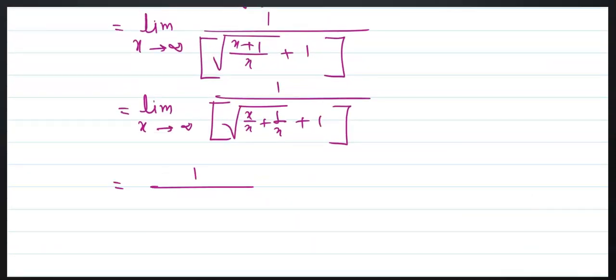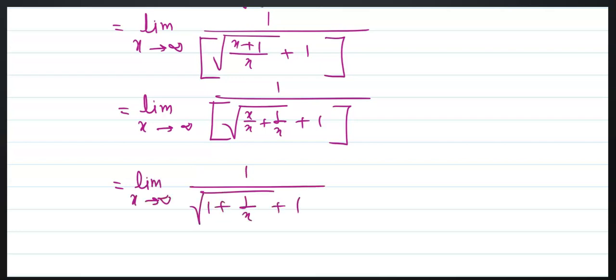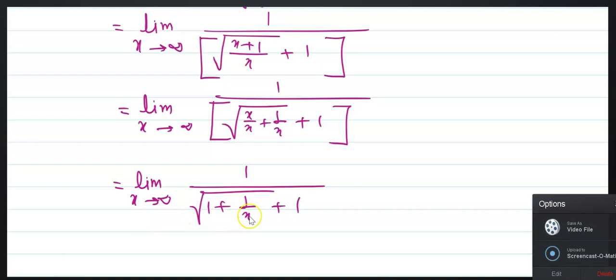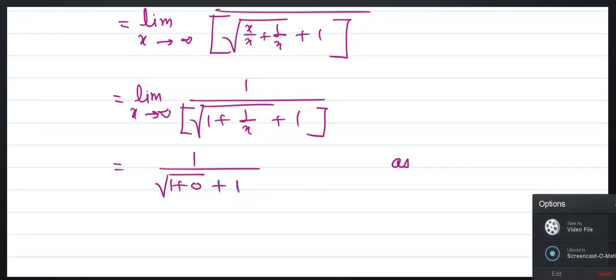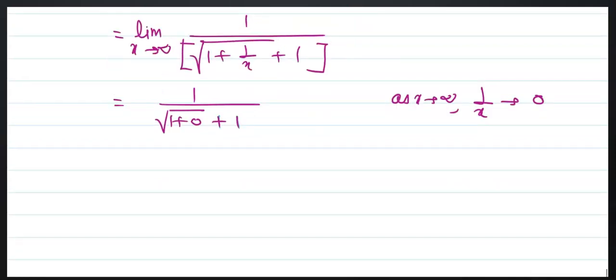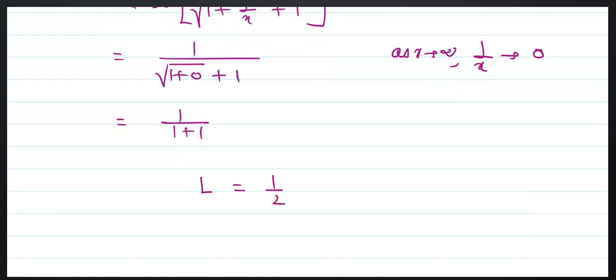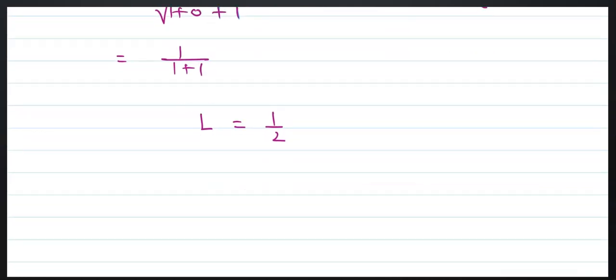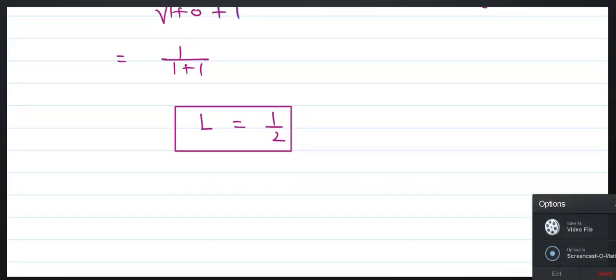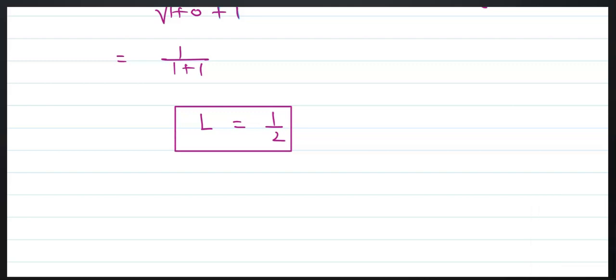Therefore, you will get limit x tends to infinity, 1 upon root of 1 plus 1/x plus 1, and that's why 1 upon 1 plus 1, as x tends to infinity, 1/x tends to 0. So 1 upon 1 plus 1, and overall you will get L is equal to 1 upon 2. This is the answer.